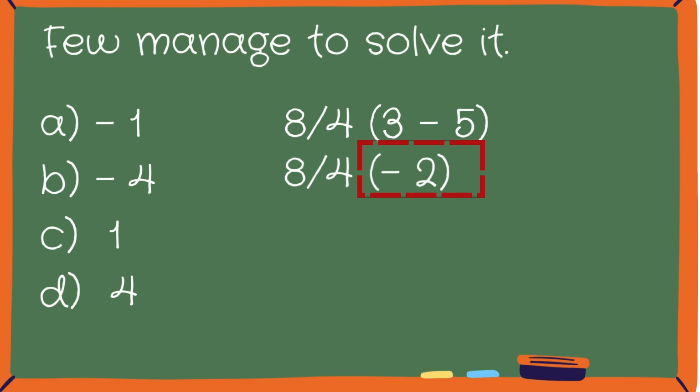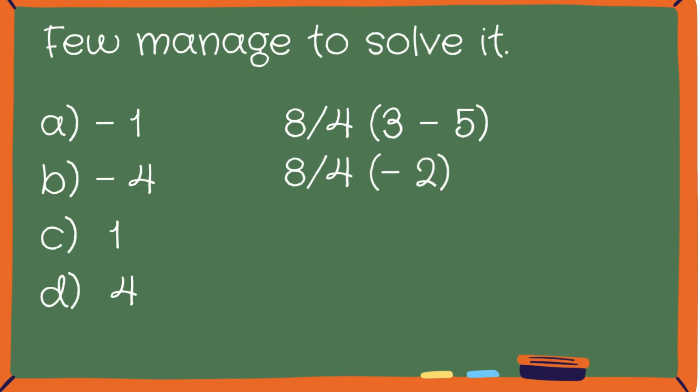Because many people tend to first do this multiplication, 4 times minus 2, and if you do that, you're going to make a mistake. Look, 4 multiplied by negative 2 equals negative 8. So, it would be like this. 8 divided by negative 8 equals negative 1. And many people are going to mark negative 1. And that's wrong. The person leaves the test and thinks he got it right, but what a disappointment. The person made a mistake.